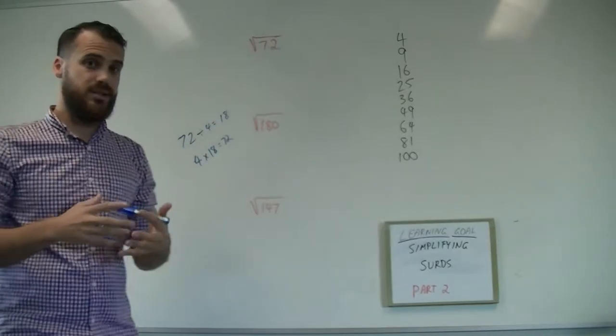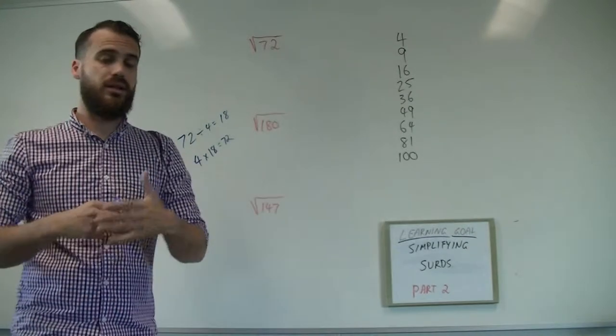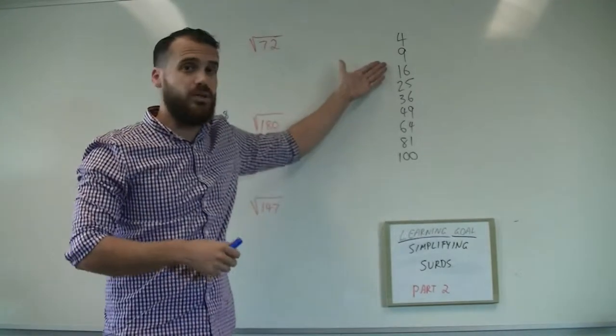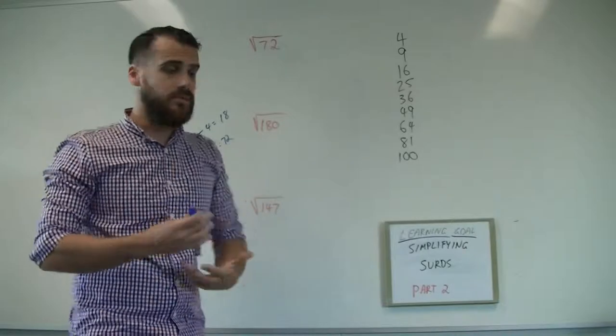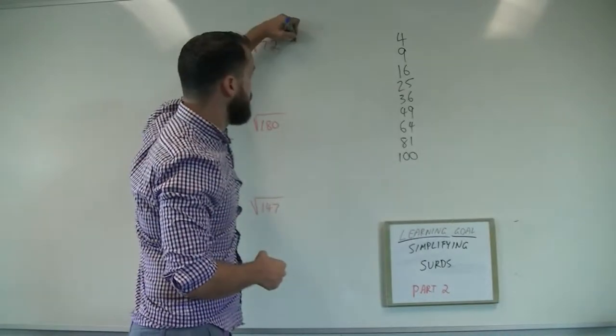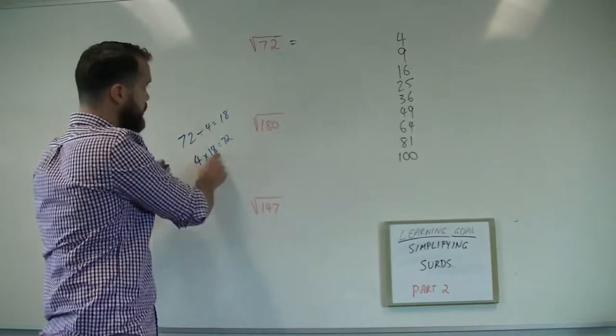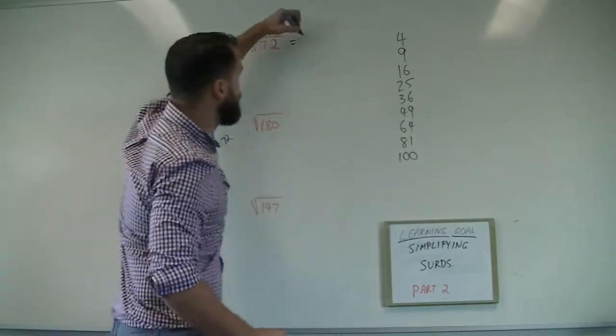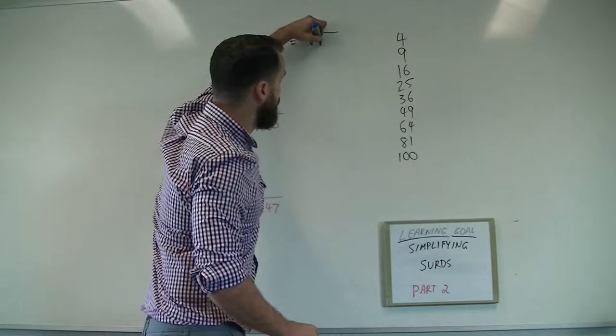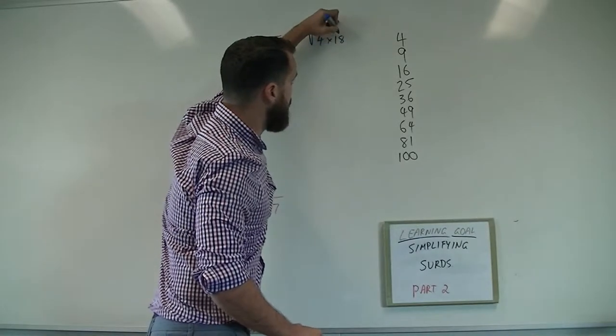So if you want to test something, just put it into your calculator, try dividing it by 4, by 9, by 16, and see what happens. Okay. We're really not done with this question though, it gets a little more complicated. That means the square root of 72 can be broken up into 4 times 18.